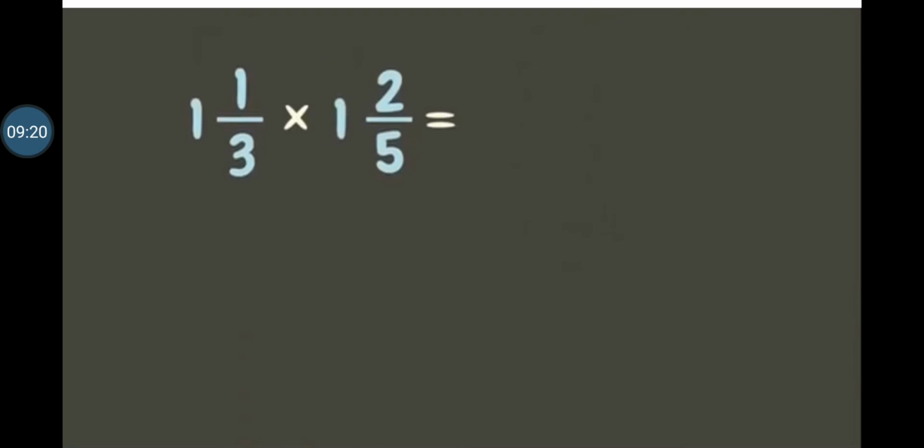Let's try one more example. 1 whole 1 upon 3 multiplied by 1 whole 2 upon 5. So change these mixed numbers into improper fractions. It will be 4 upon 3. What about the second fraction? Yes, it will be 7 upon 5.